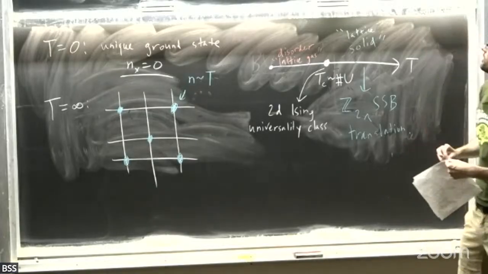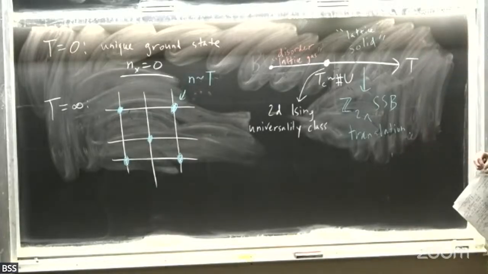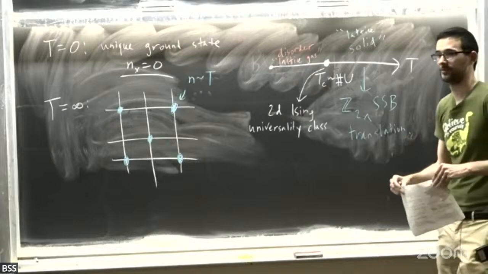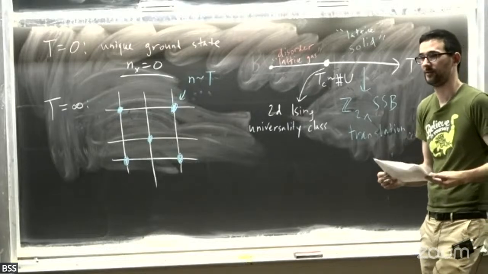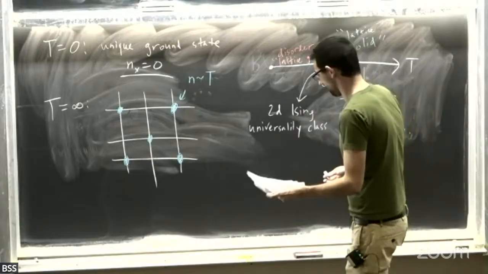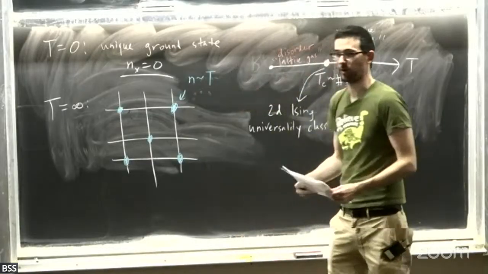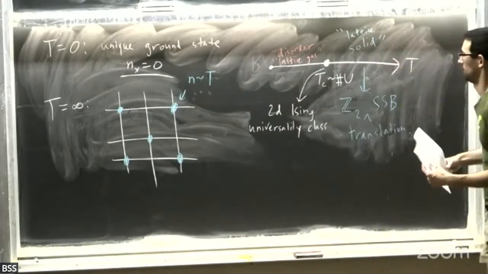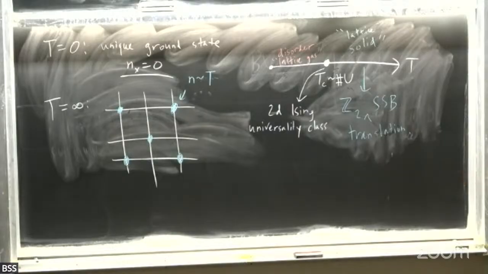No, U is finite. That's right. It stays ordered forever. I'll explain this more at the beginning of the lecture tomorrow. But yes, this is the simplest realization of a model that orders at arbitrarily high temperature.